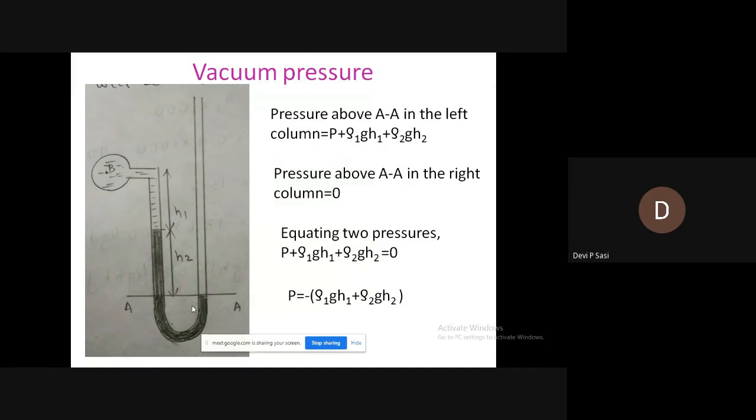H1 means it is the height of the light liquid above the datum line, while H2 is the height of the heavy liquid above the datum line. Now, rho1 is the density of the light liquid and rho2 is the density of the heavy liquid. S1 is the specific gravity of the light liquid and S2 is the specific gravity of the heavier liquid.